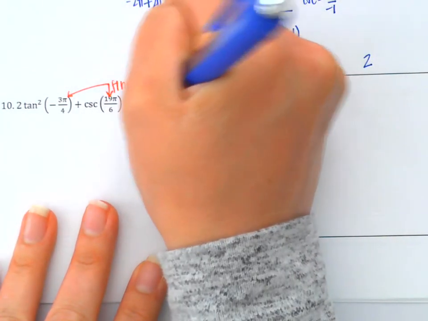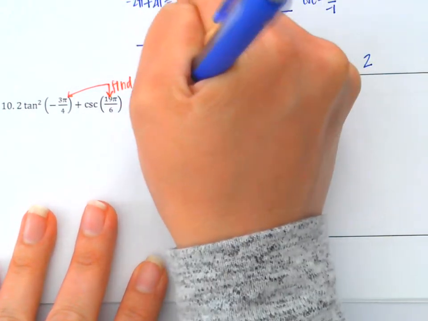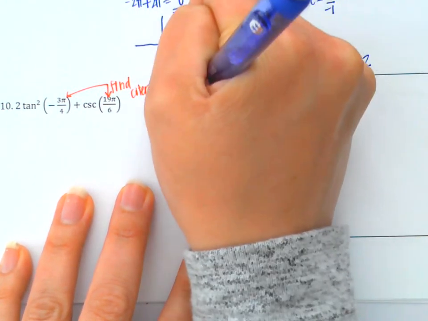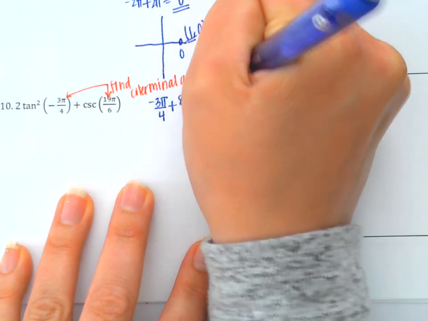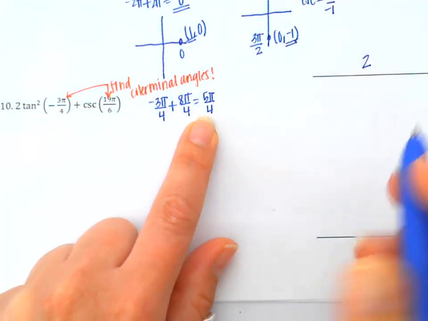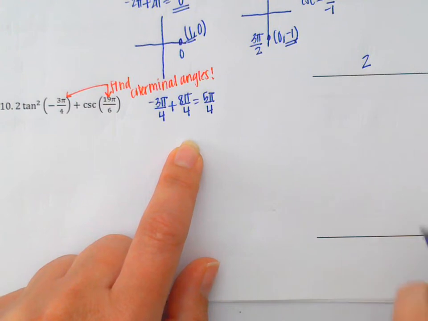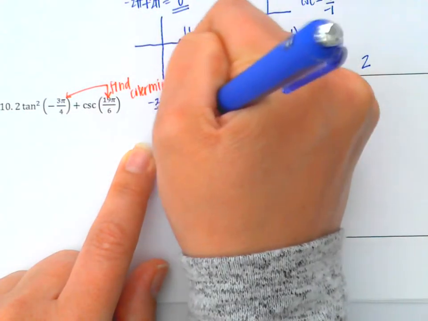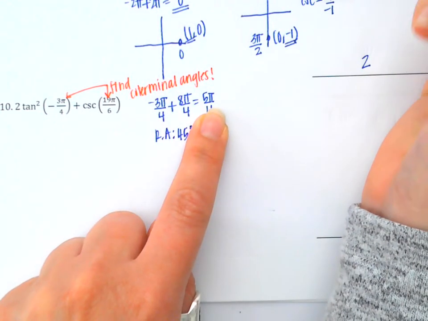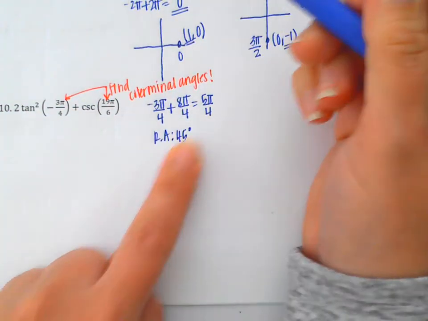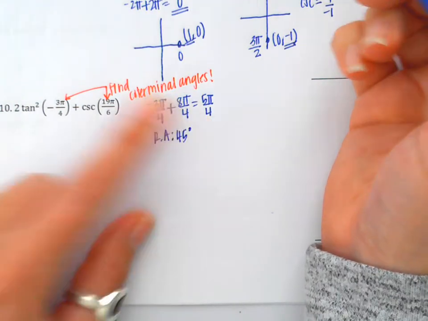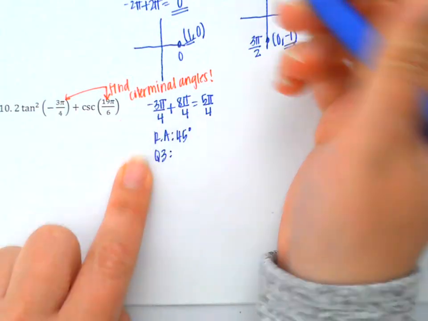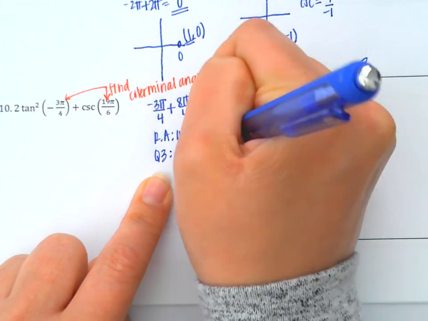So negative 3 pi over 4, we're going to add 2 pi. So I'm going to add 8 pi over 4 to get 5 pi over 4, which is now in the unit circle. And I'm going to start by using my reference angles. So my reference angle here is 45 degrees because of my denominator. And then 5 is 1 more than 4, so it's in quadrant 3. And in quadrant 3, all students take calculus, tangent is positive.